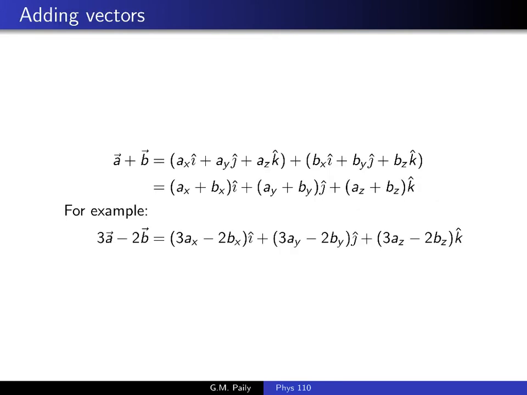Now that we have a component description of vectors, operations like adding and subtracting become simple arithmetical operations. For example, adding A plus B is simply a matter of adding them component by component. You add the two x components, you add the two y components, you add the two z components, and don't forget the unit vectors. Similarly, you can scale each of those vectors by multiplying them by simple numbers. So 3A minus 2B becomes, in component form, this.